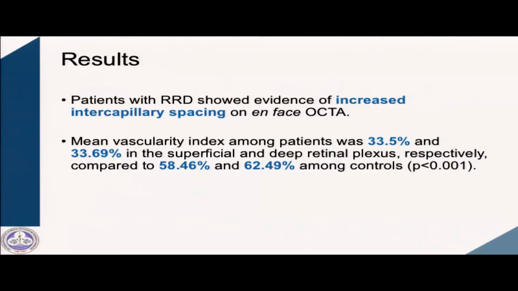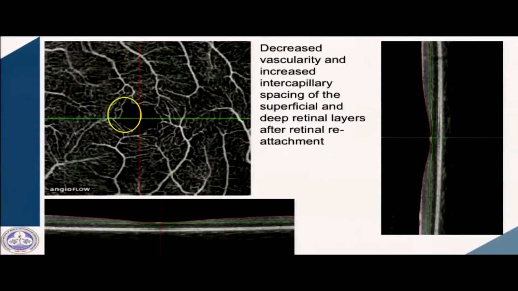What we found was broadly that there was increased intercapillary spacing on OCTA among patients with RRD. And there was a significant difference in the mean vascularity index among patients, which was almost to the tune of 33% in the superficial and deep plexus compared to 58 and 62% among control subjects.